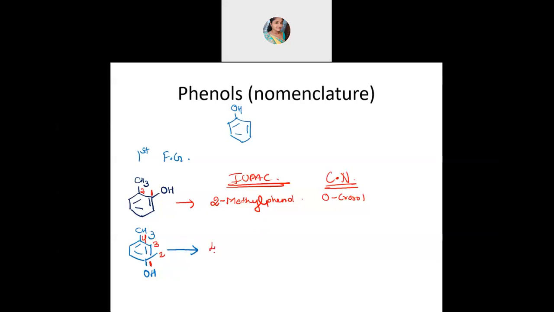So the compound name is 4-methyl phenol. Common name if you want, OH and CH3 are at para position, so it is called para-cresol. OH with CH3 and benzene ring, the name is cresol. Depending on the position, these names are given. Ortho means first and second position, so that's ortho. Then if you are having first and fourth position, that's para.